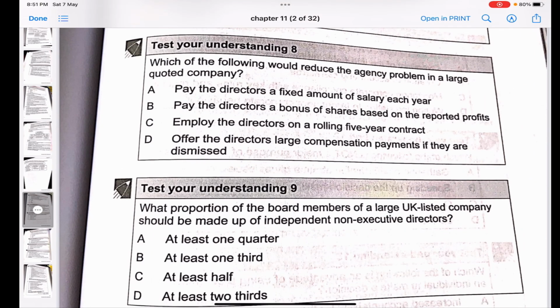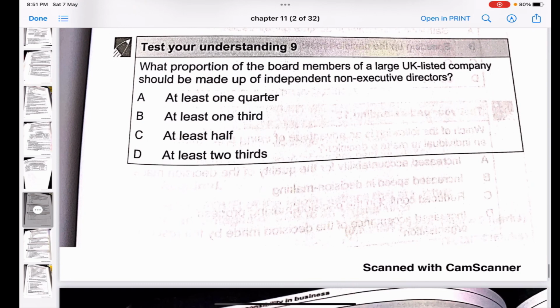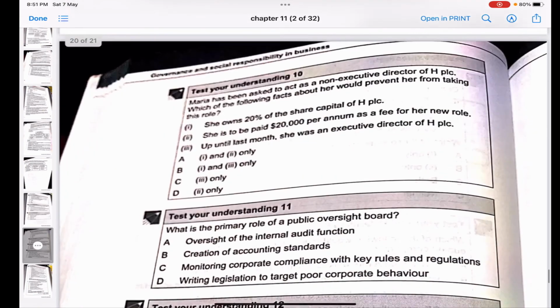Which of the following would reduce the agency problem in a large quoted company? So we saw that the directors must be given shares so that they take good decisions because their shares are also involved. So the option is B. What proportion of the board members in the UK listed company should be made up of independent NEDs? So we saw that half must be made, right? I hope you remember all this.